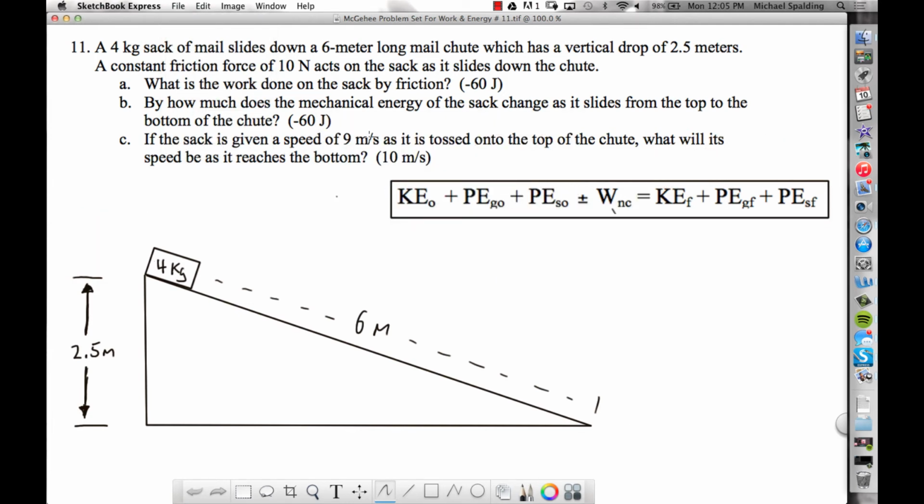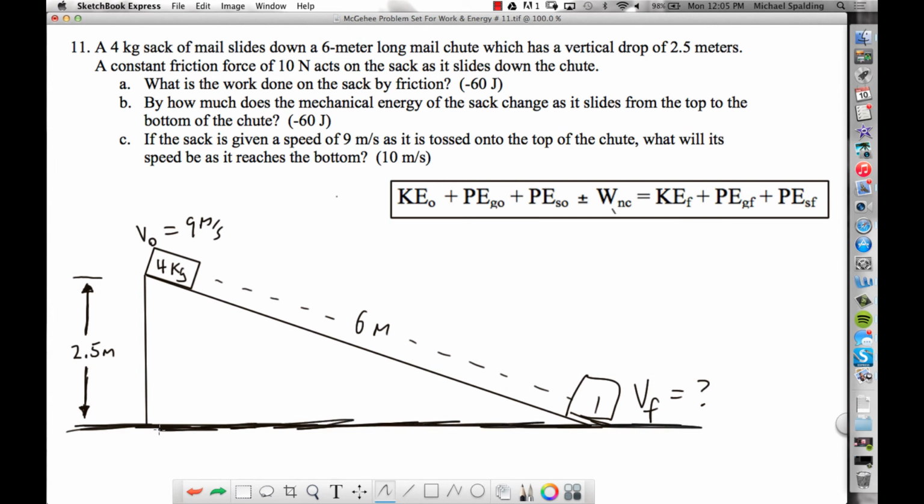All right, last question. If the sack is given a speed of 9 meters per second, so now we start with V initial, 9 meters per second, what will be the velocity of the sack when it reaches the bottom of the hill? So here's how we do it. We're going to use the big master equation. Do we start with kinetic initial at the top? Yeah, it's moving. Do we start with potential of gravity? Yeah, because I have the 0 point down here. Put the 0 point at the lowest point in the problem. This is the 0 point down here. So we have potential of gravity. Any spring energy? No, there's no spring up here.